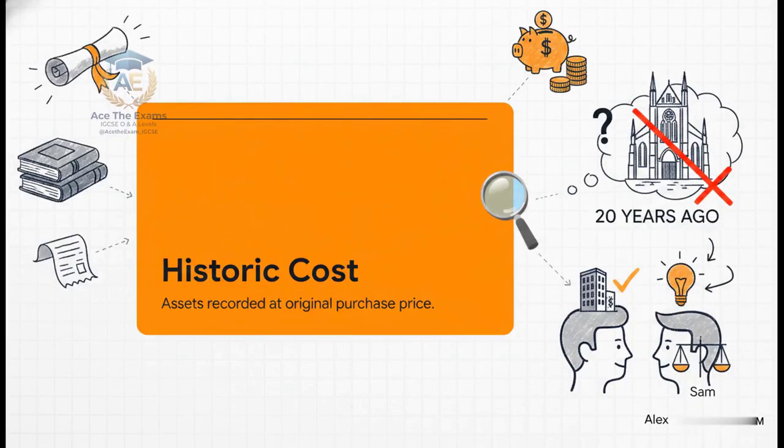Next up is historic cost. The strict definition here is that assets are recorded in the accounting system at their original purchase price. Now, Alex absolutely loves this one. Why? Because it's objective, it's factual, it's based on a solid, verifiable receipt. No guesswork involved. But Sam, who's constantly hunting for those high-tier analytical depth marks, raises a critical problem. Sam says, wait a minute, what if we bought a building 20 years ago? The historic cost is going to be entirely irrelevant to its actual market value today.